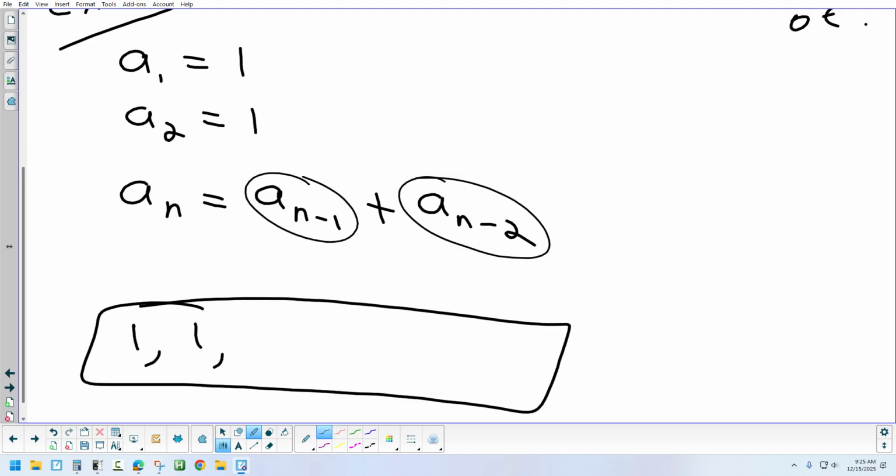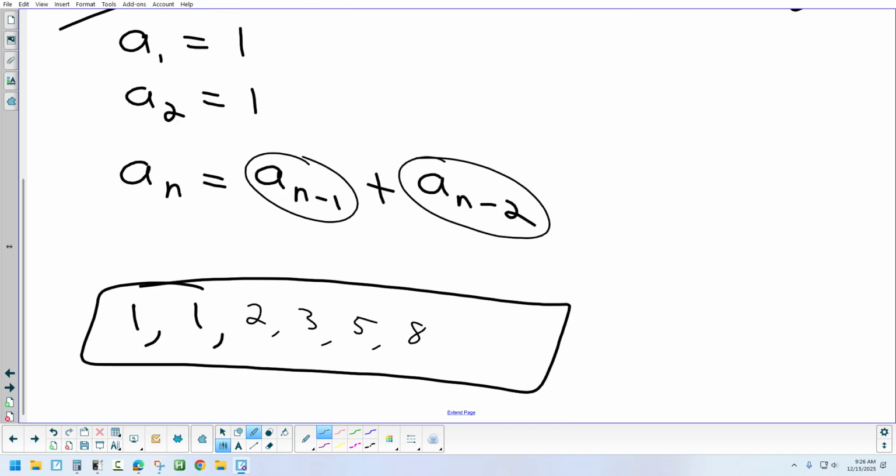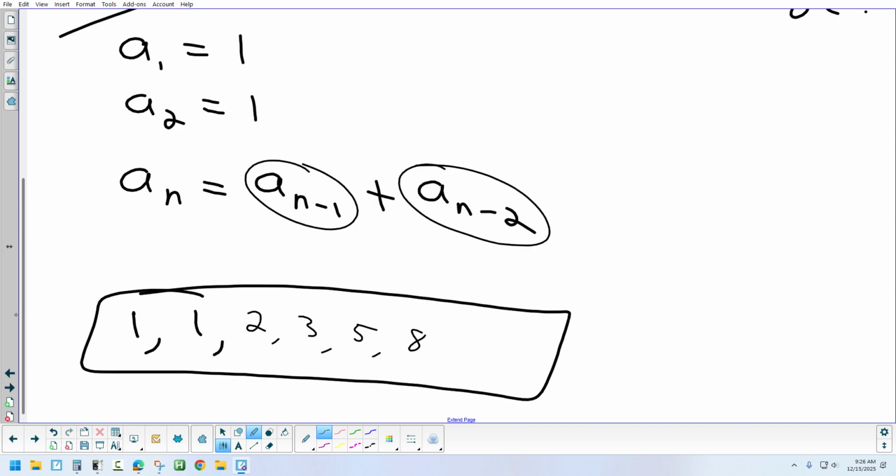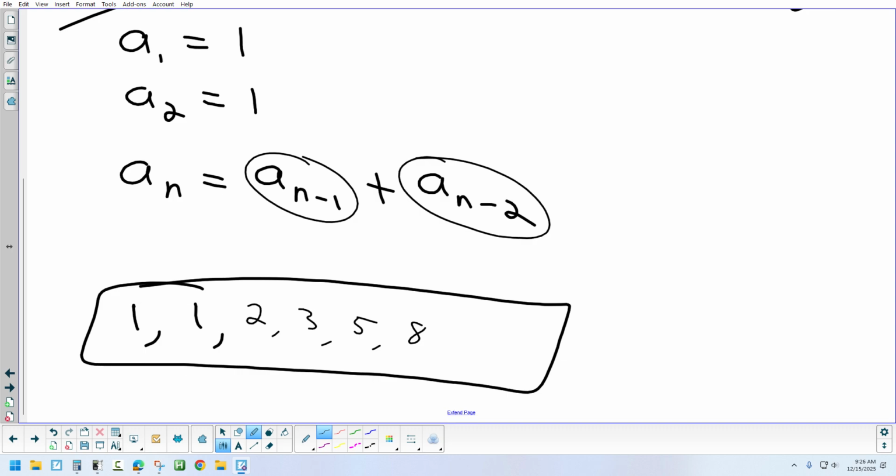If the pattern is to add the 2 together that came before it, what do you think the next term would be? 2. Yep. And the next term after that? 3. 1 and 2 gives you 3. 5. And how about 3 and 5? 8. So we just have to figure out how many they want to know. The first 6? That's the first 6. Okay, so any questions on figuring out the terms in a Fibonacci sequence using a recursive formula?